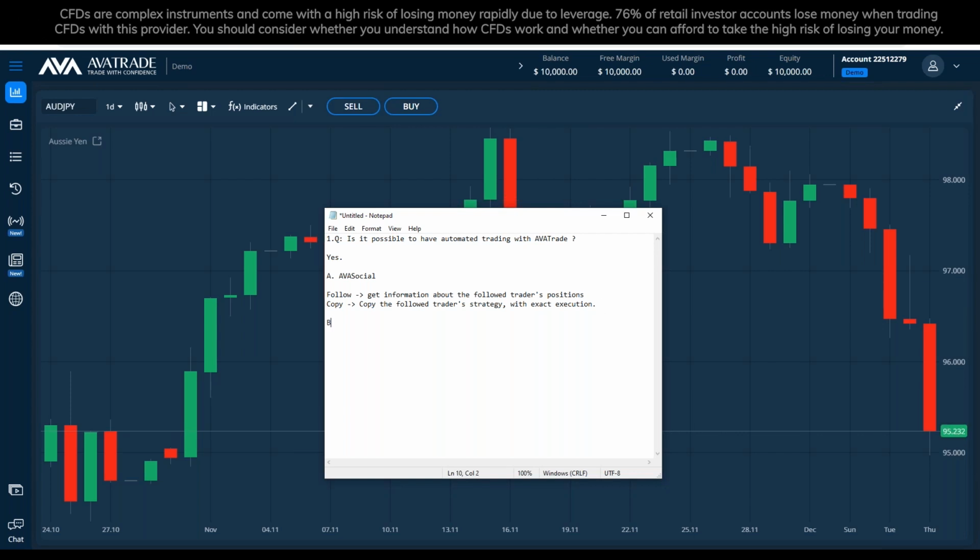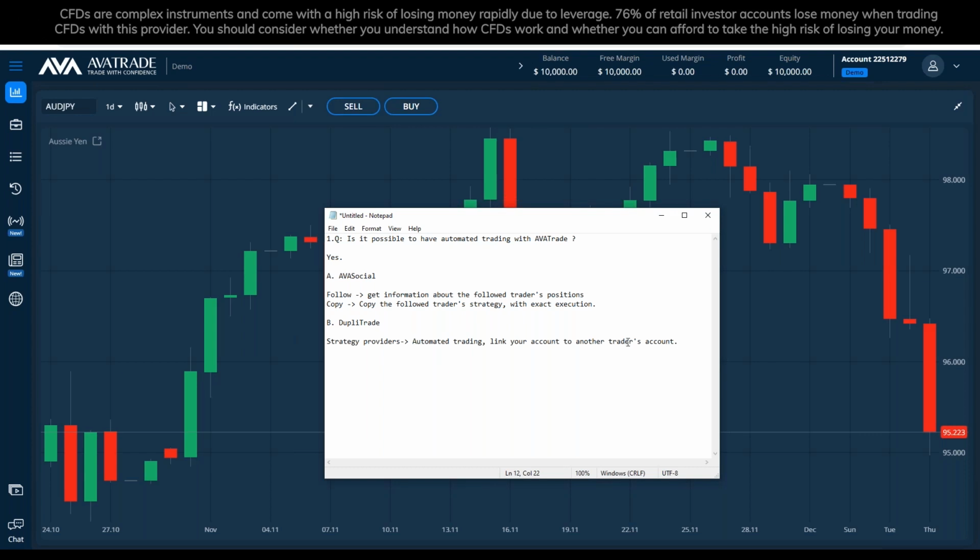The second solution is called DupliTrade. DupliTrade is a strategy provider. What they do is they automate the trading. They link your account to another trader's account. That's basically what's happening. That's also what's happening with AvaSocial, by the way.